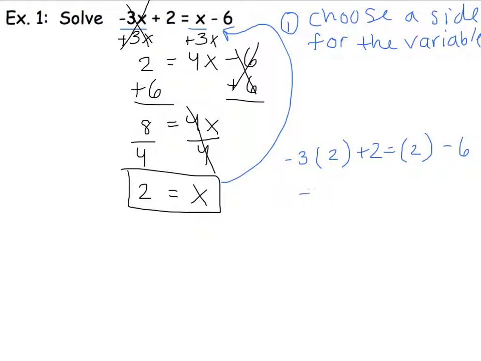Negative 3 times 2 is negative 6, plus 2 equals 2 minus 6 gives you negative 4. Negative 6 plus 2 gives you negative 4. So you have negative 4 equals negative 4, so you know your answer is correct.